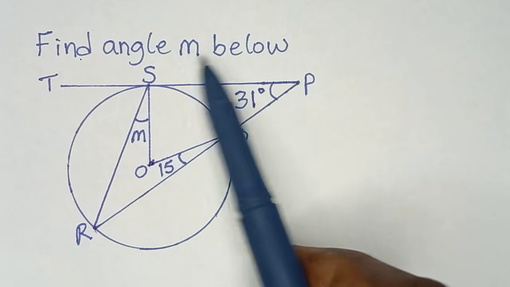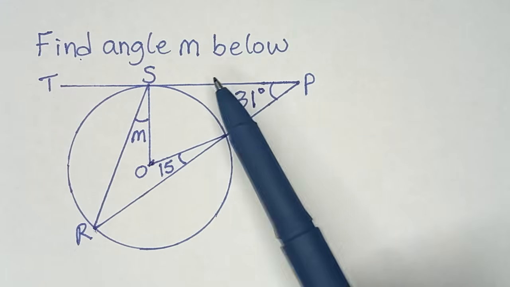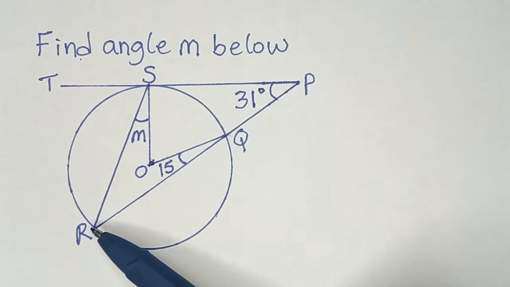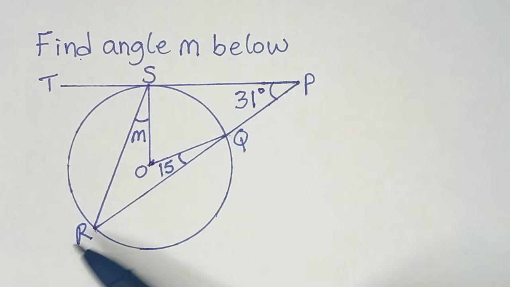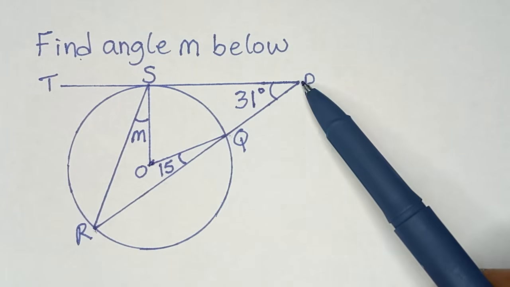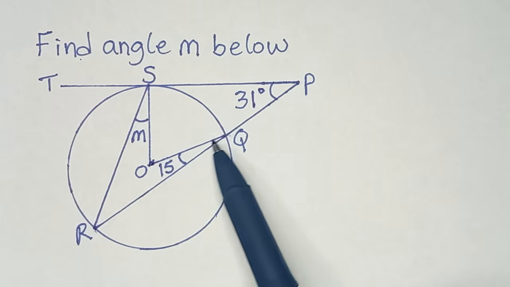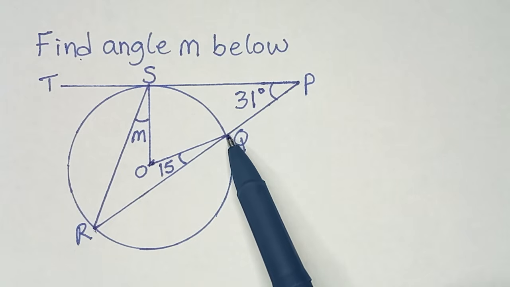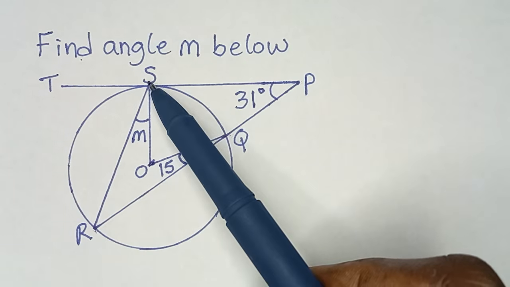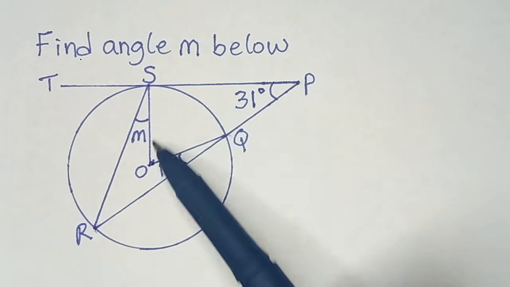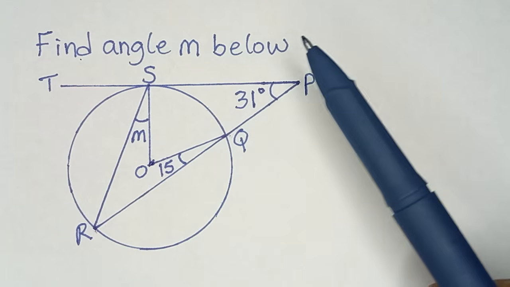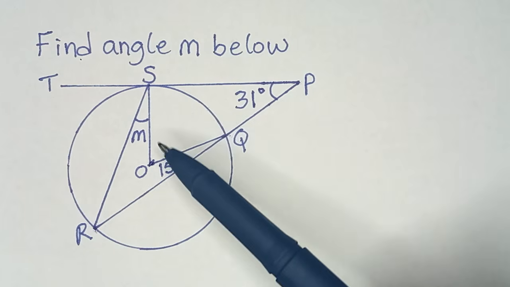Find angle M below. Now, one thing you need to note in this circle geometry question is that line RP is a straight line. So if this line is a straight line, then you agree with me that this one joining it now makes this figure a quadrilateral. So OSPQ is a quadrilateral. With that, we need to find one angle that is missing in the quadrilateral.